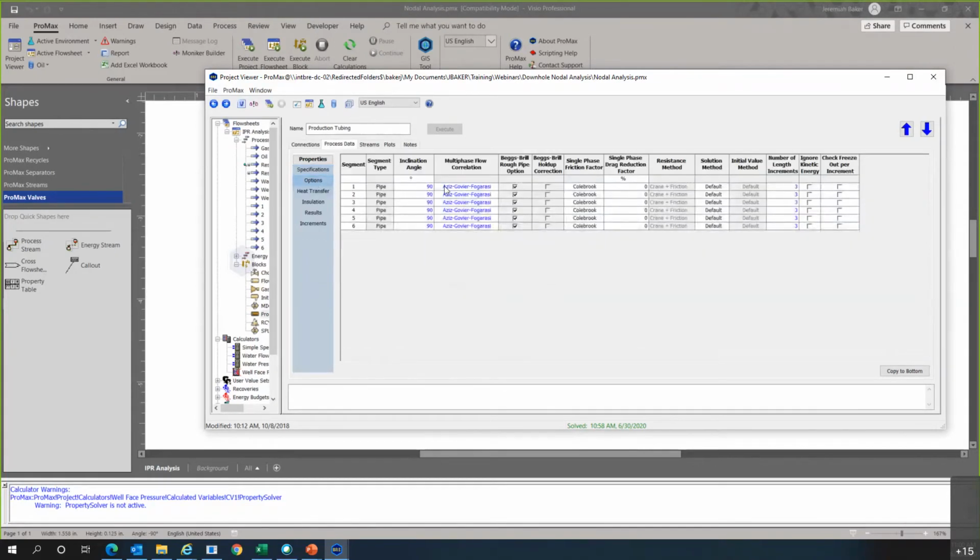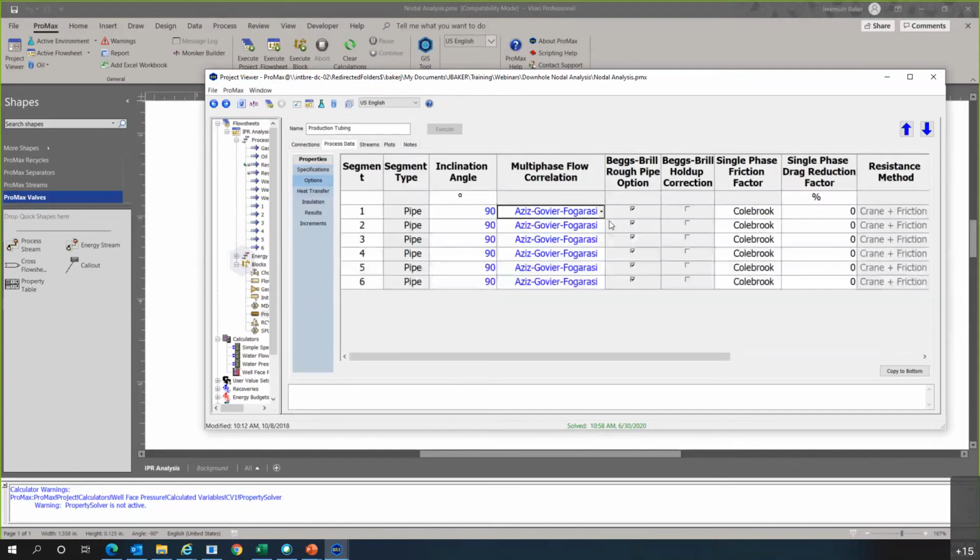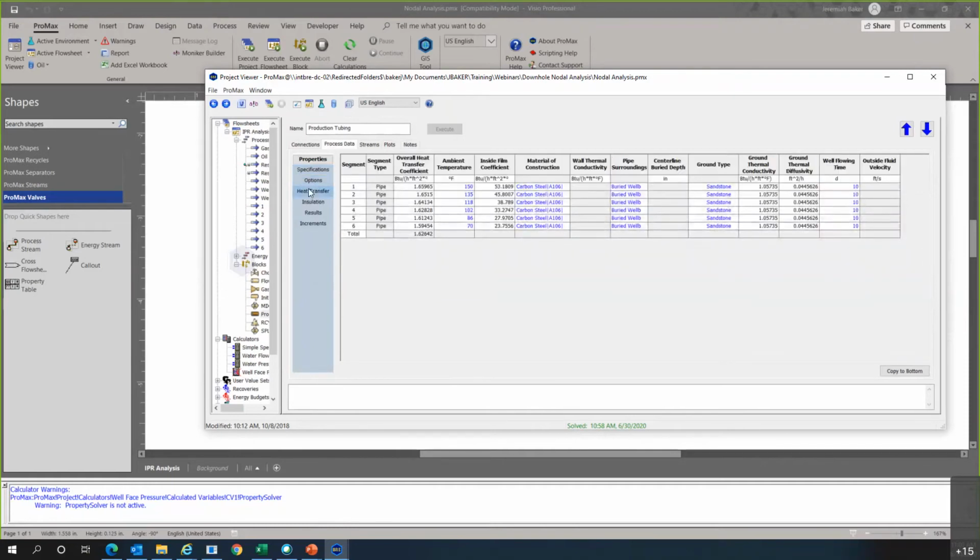And the options section is where we can set our multi-phase flow correlation. So given that we have a 90-degree inclination angle, we have some options as to what to use. And we're using the Aziz-Govier-Fogarasi equation in this case. And then we do set up some heat transfer properties as well to figure out how the area around the tubing is either pulling or adding heat to the system. So knowing the temperature inside the pipeline, inside the contents of the pipe, we can predict that flowing correlation.